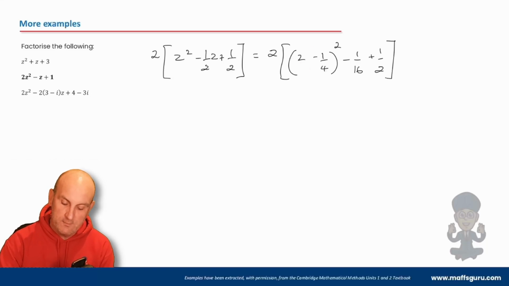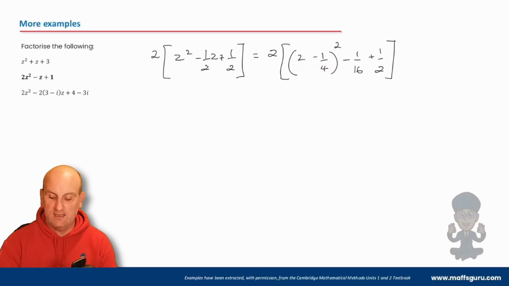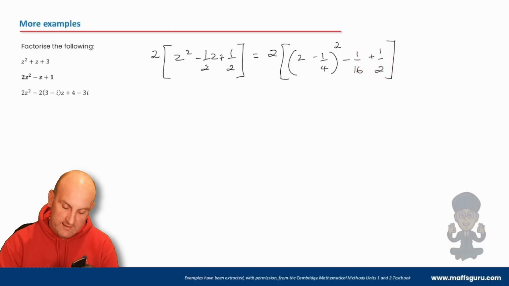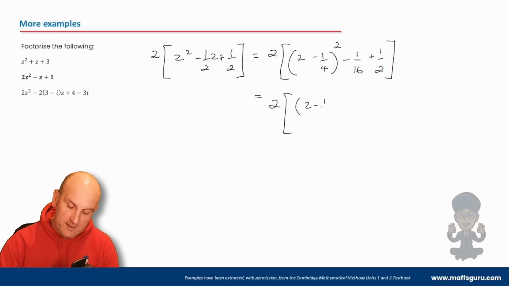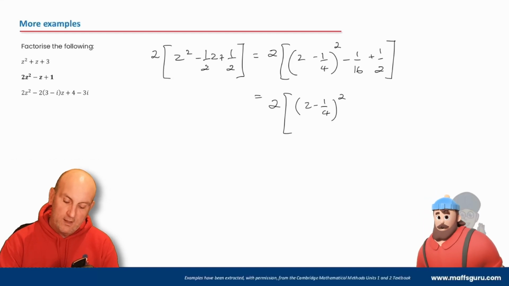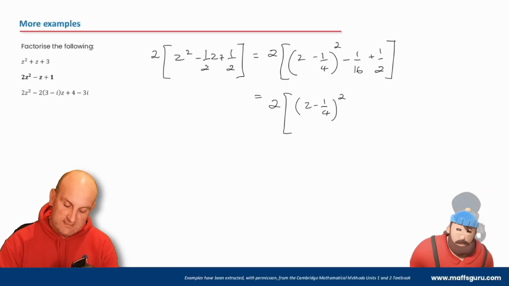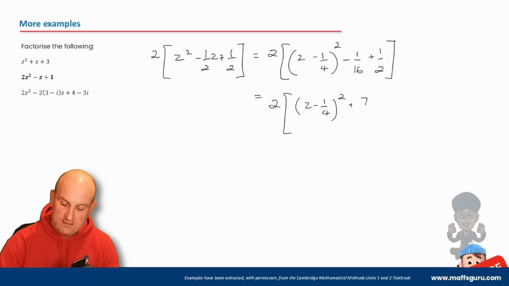All right, so again, when I do minus 1 on 4 squared, I get minus 1 on 16. I have to get rid of that and then add on my half to do that. So that's giving me 2 lots of square brackets, again, z minus a quarter all squared, minus 1 on 16 plus a half, that's going to be 7 on 16. So plus 7 on 16.